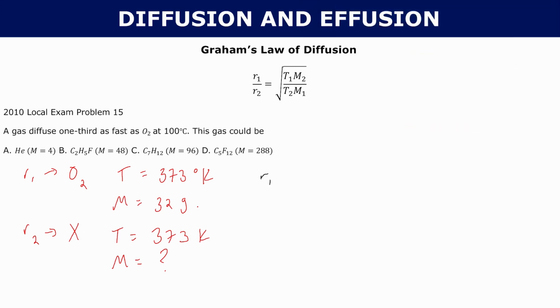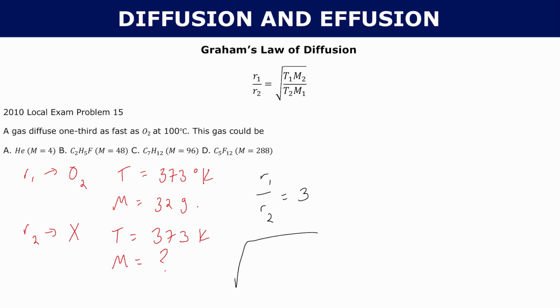Okay, now we also know one more thing. We know that R1 over R2 is going to equal 3. We know this because the mystery gas is going to diffuse 1/3 as fast as oxygen. So if we say that the rate at which the second gas diffuses is 1, the rate at which oxygen diffuses would be 3. So R1 over R2 is going to be equal to 3. Using this, we have all the information that we need to solve the problem.